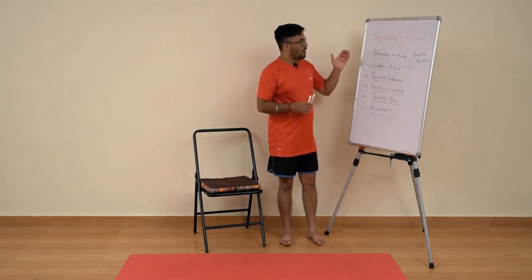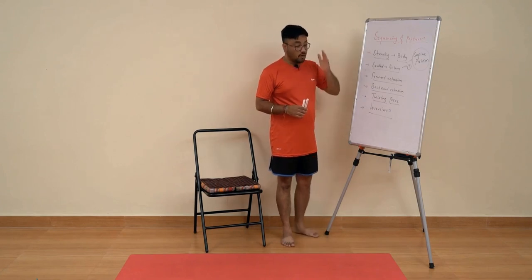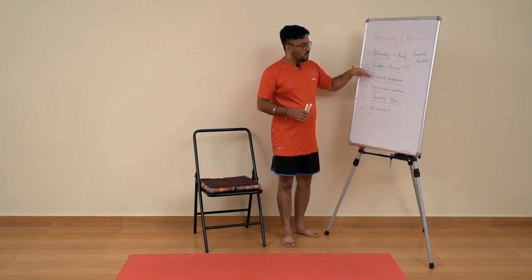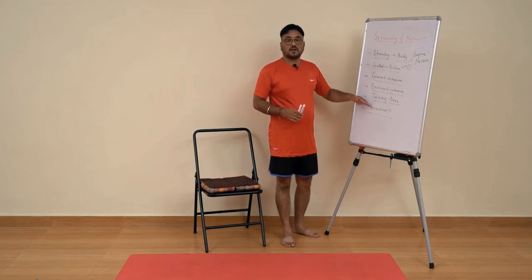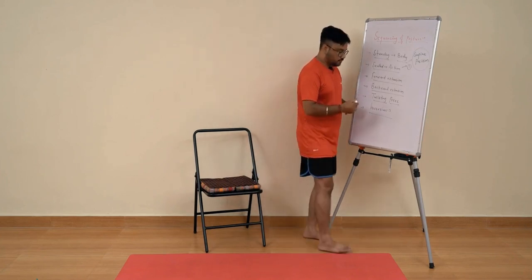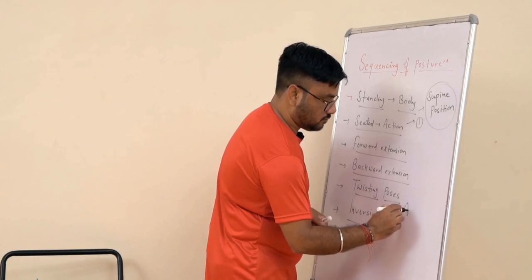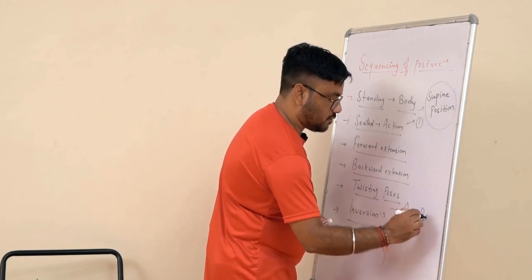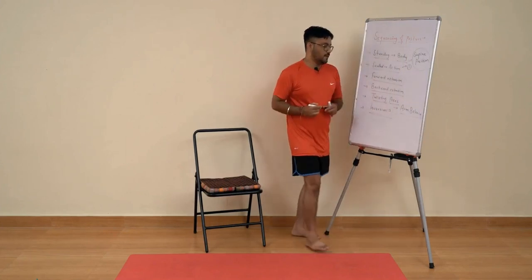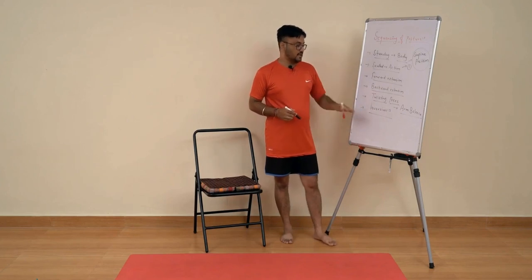So this is the way to sequence the posture for a normal person, for a normal client: standing, seated, forward extension, backward extension, twisting, inversions. And as you feel the client is able to do it, in between you can add arm balancing poses. So arm balance. Then you can do the arm balance in between twisting and inversions.